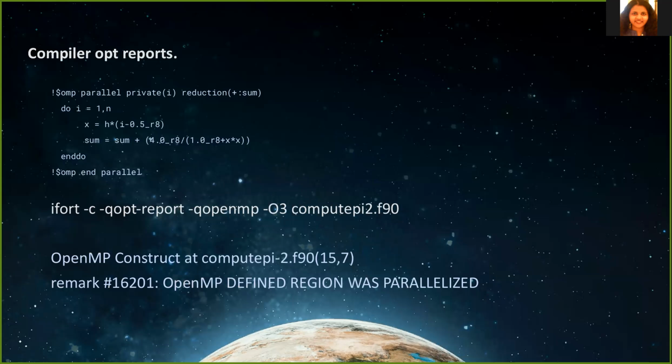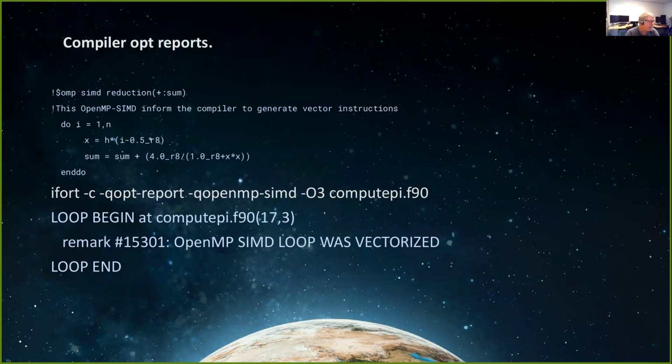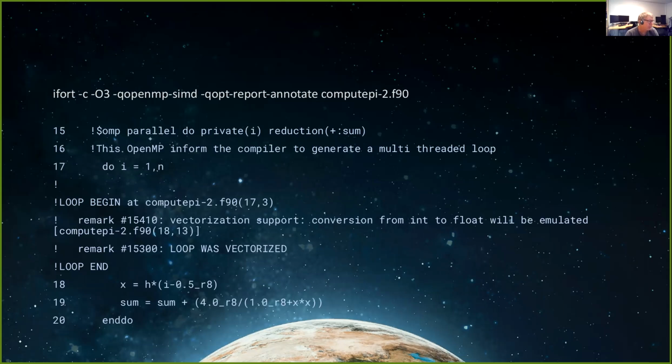I have compiler options that you can see. You have opt report. You can see that the defined region was parallelized because I put in an OpenMP. This is the famous Pi example. I used SIMD reduction. I asked OpenMP to do SIMD also. And you can see the SIMD loop was vectorized. So the opt report generates this text for us. This is where I see that the compiler tried to understand what's going on. So it is fairly important to put in the opt report option and actually read the report.